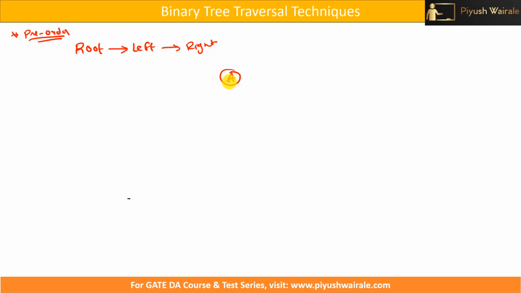Here I have a root node A having two children B and C. Again, I have a node B having two children D and E. And for this particular node, let's say I just have one node, that is basically F. So this is basically my binary search tree.